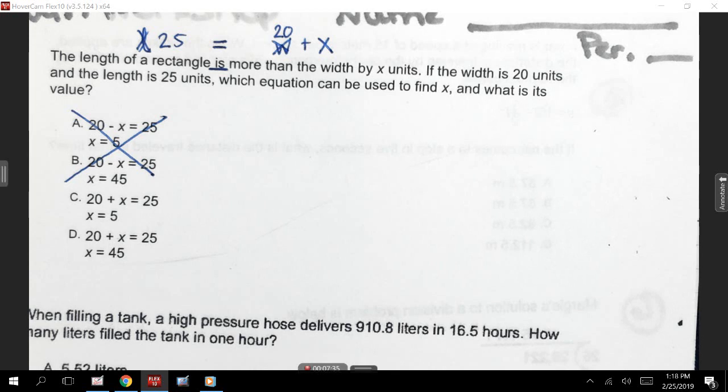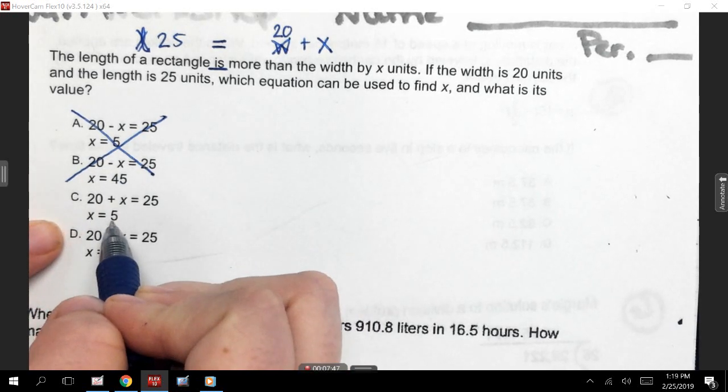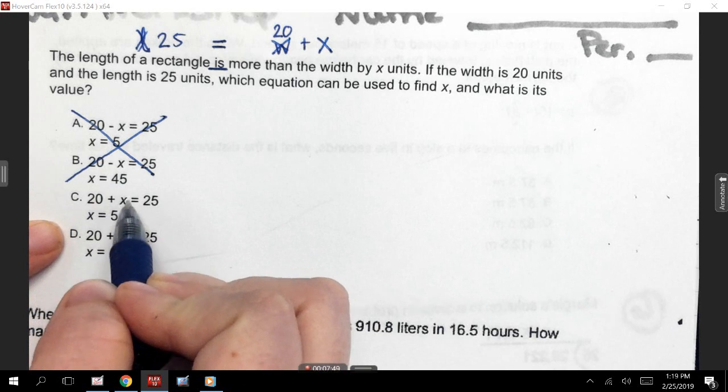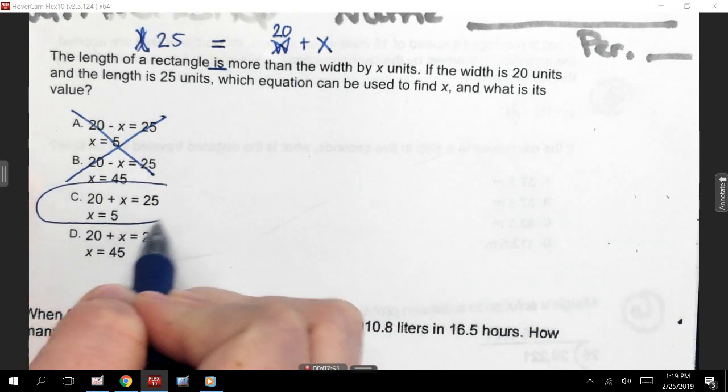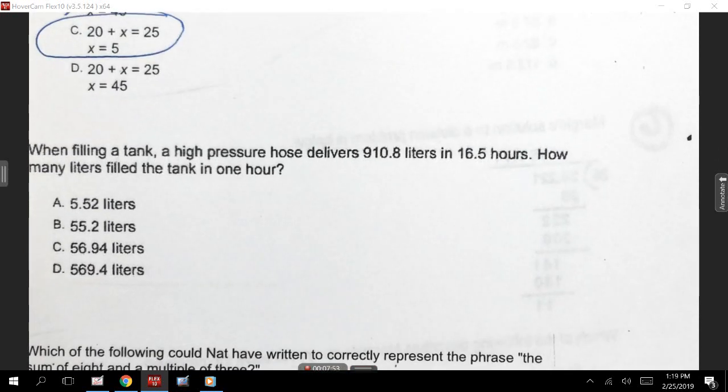Keep adding the 20 to get 25. Okay, so what do I need to add to 20 to get to 25? Plus 5. And which of these tells me that? C. So 5 is telling me, hey, X has to be 5 because 20 plus the 5 is what gives me 25. So C is what we're looking for. All right, number 2.